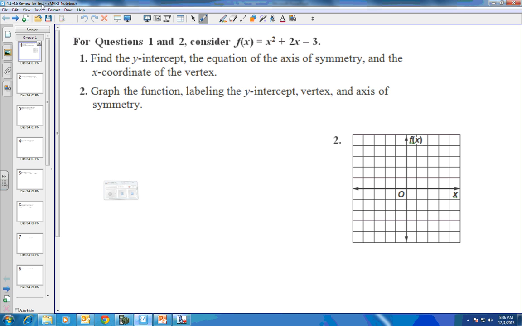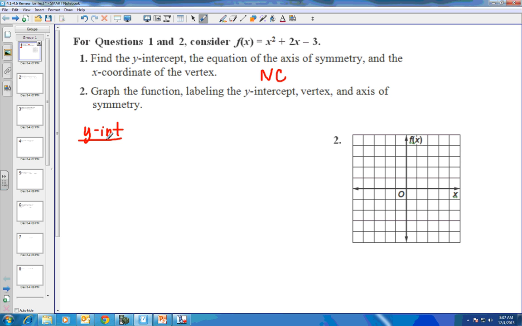Here's number 1. Are y'all ready? All right, so number 1 says find the y-intercept, the equation of the axis of symmetry, and the x-coordinate of the vertex. So first of all, this is going to be a non-calculator problem. So put on there no calculator, because you're not going to be able to put this in your calculator and graph it.